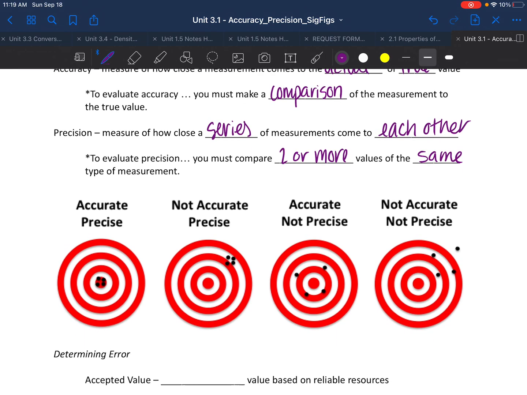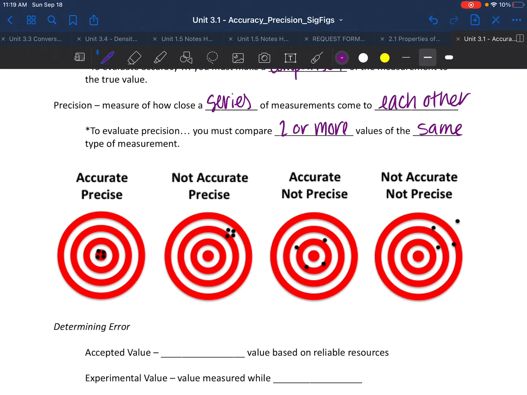So I love this graphic with bullseyes. Imagine you're throwing darts at a dartboard. The first depicts that it's accurate and precise. So remember, accurate is how close to our true value. So let's treat the bullseye as our true value. All four are within it, that's accurate. And precision is how close they come to each other. We are very precise because all four are very close to each other.